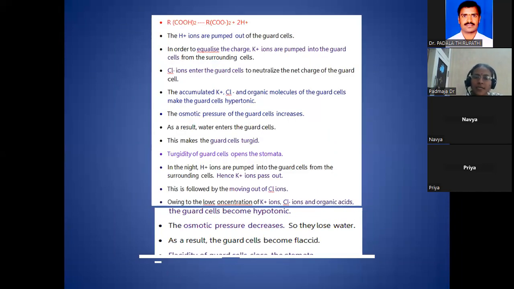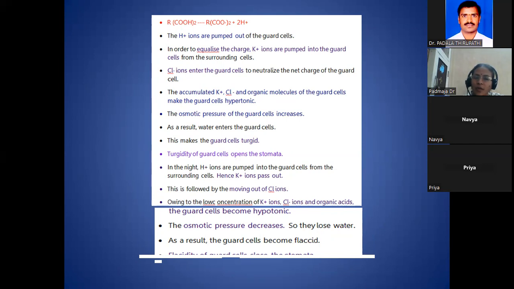Here, if you see this, the H plus ions are dissociated from the guard cells, and H plus ions are pumped out of the guard cells. In order to equalize the charge, K plus ions are pumped into the guard cells from the surrounding cells. As a result, Cl minus ions also enter the guard cells to neutralize the net charge. Due to K plus ions and Cl minus ions being accumulated along with organic molecules, the guard cells become more hypertonic. More K plus and Cl minus accumulate, and these organic molecules help to have a hypertonic solution. As a result, the osmotic pressure of the guard cells increases. Whenever salts are added here, the osmotic pressure increases.